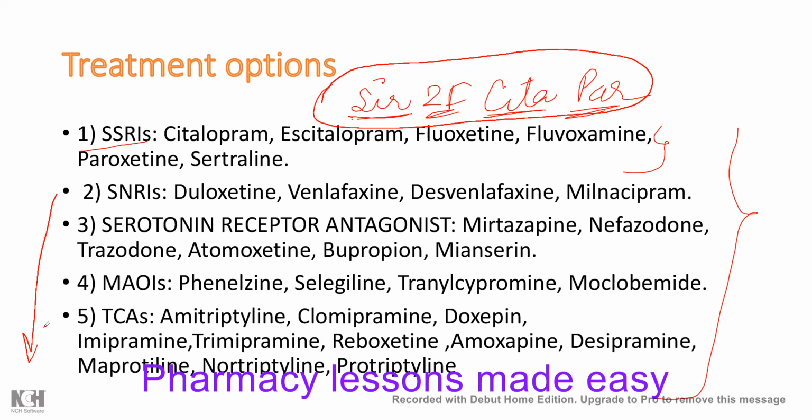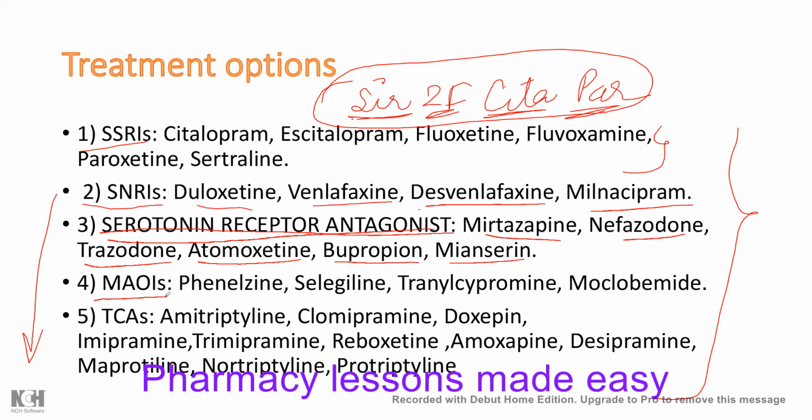If we talk about selective norepinephrine reuptake inhibitors, they are duloxetine, venlafaxine, desvenlafaxine, and milnacipran, right? If we talk about the third category, that is serotonin receptor antagonists, they are mirtazapine, nefazodone, trazodone, atomoxetine, bupropion, and mianserin, right? The fourth category is monoamine oxidase inhibitors. They include phenelzine, selegiline, tranylcypromine, moclobemide.